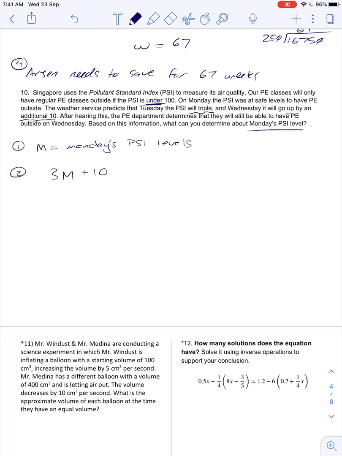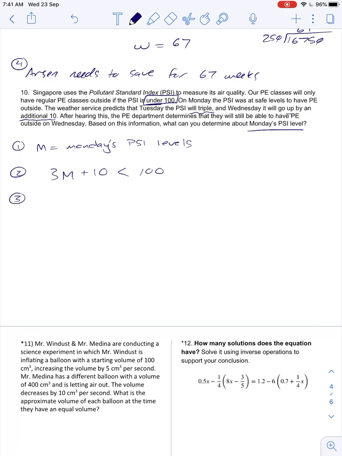Now after doing all of that, we know that we want this to be under 100 if you're able to go outside. So I say, okay, that's what the PSI level is. And so what I need is this to stay under 100 if I'm going to go outside. That's my inequality that models the problem.